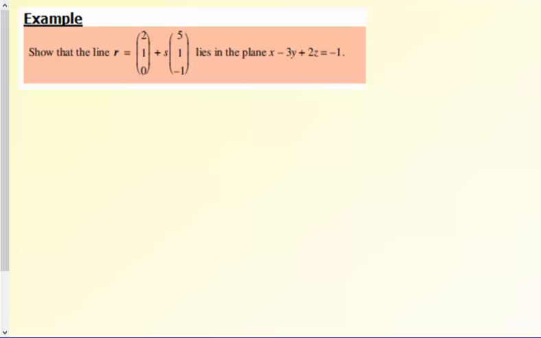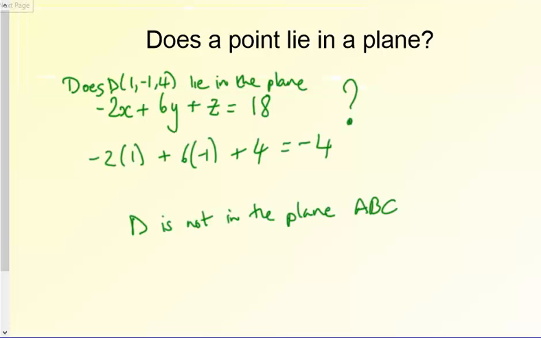So how are we going to show that this line lies in the plane? Now we've done something very similar earlier on. What we did before was show that a point lied in a plane. I'll just remind you of the question where we did that. We were looking to see if 4 points were coplanar, and we had a plane involving 3 points, and we were checking to see if the fourth point was in that plane.